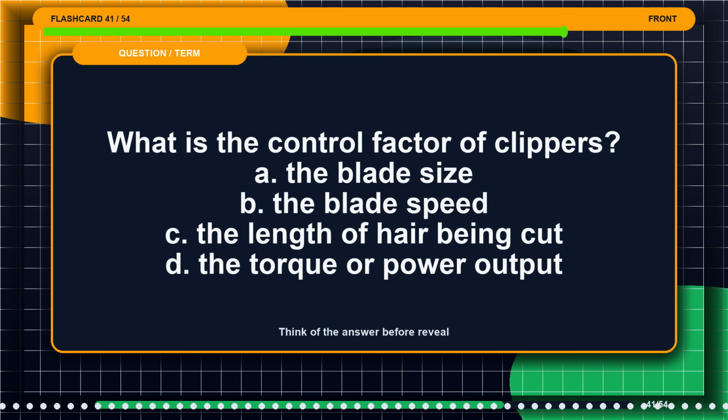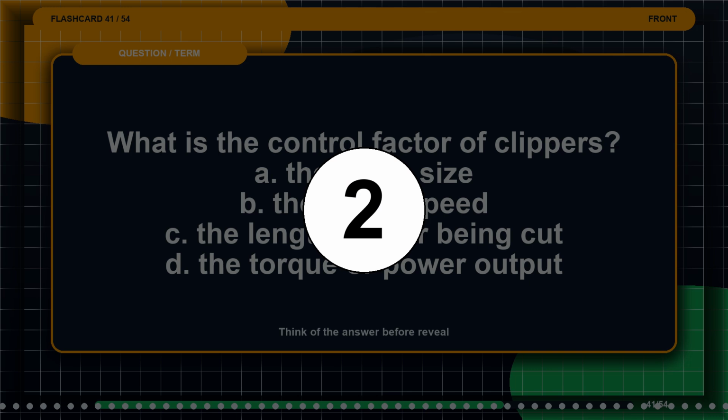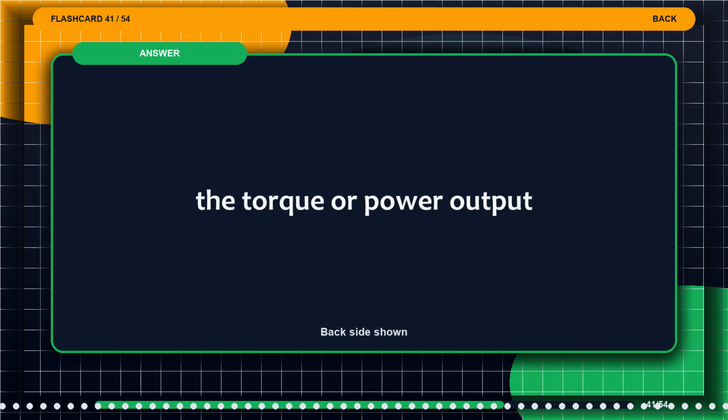Flashcard 41. What is the control factor of clippers? A. The blade size. B. The blade speed. C. The length of hair being cut. D. The torque or power output. Pause and think of the answer before the reveal. The answer is the torque or power output.